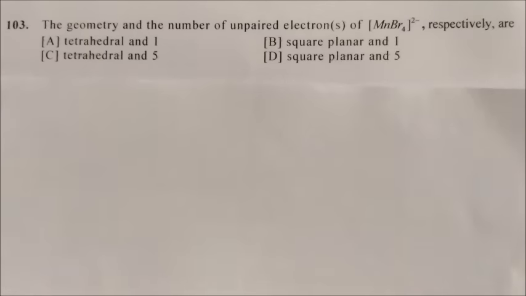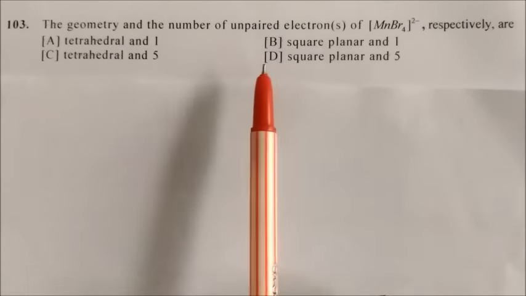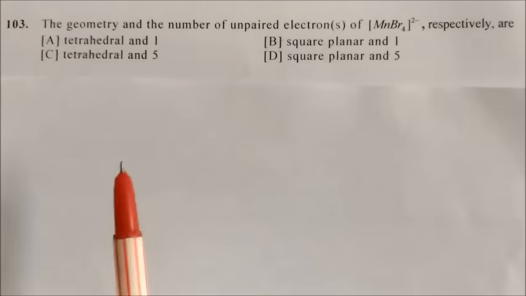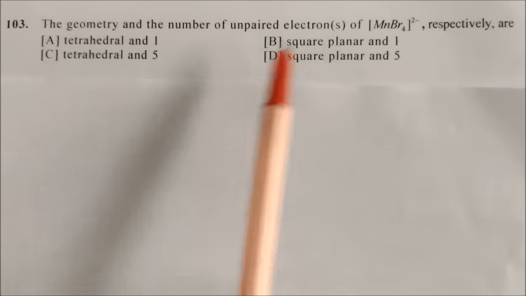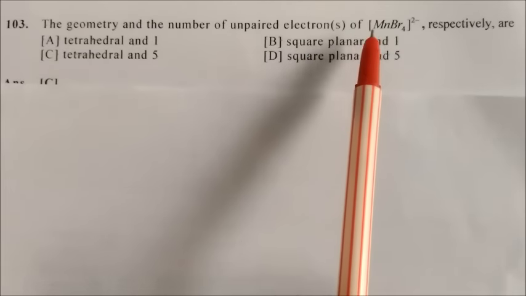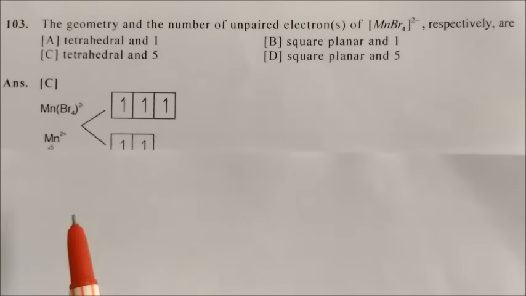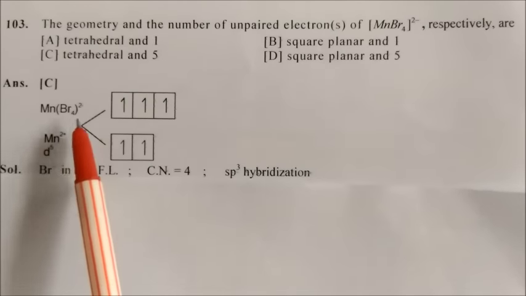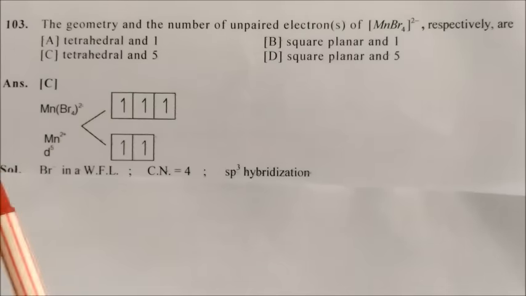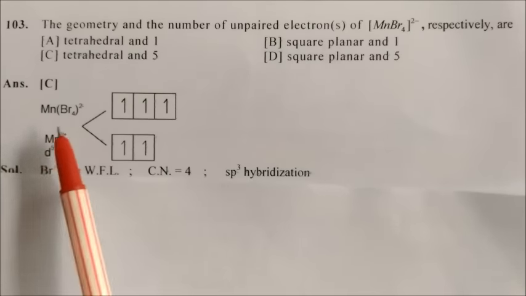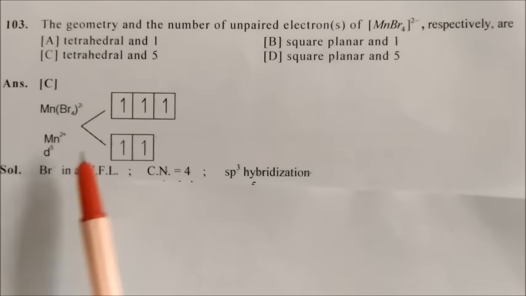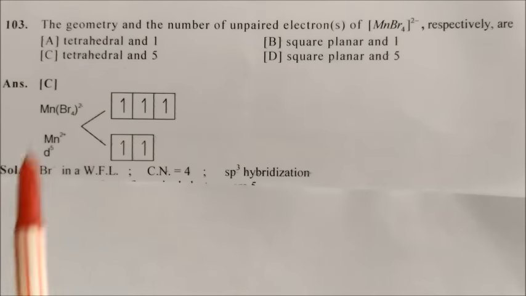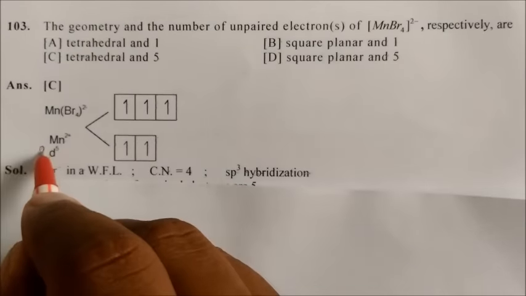The geometry and number of unpaired electrons of MnBr4 2 minus respectively are. So we have to find the geometry. First we have to find the oxidation state of manganese. In this case, what is the oxidation state of manganese? It is 4 minus 2, that is plus 2. So the 5 orbitals are filled, you can see, and 2 electrons are removed from the 4s. This is the 3d5, and 4s is 0.